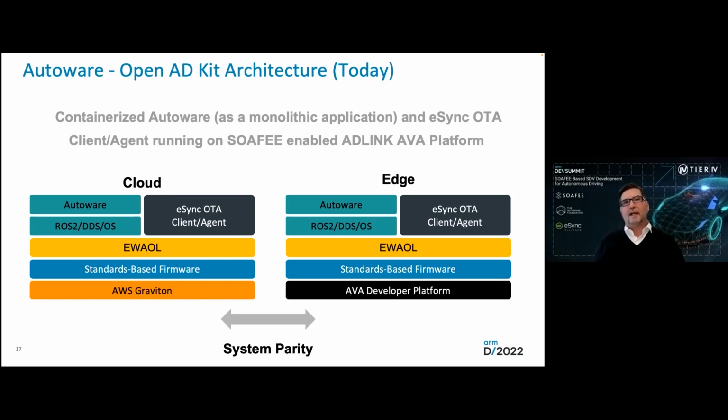We have a Graviton EC2 instance for an ARM processor where we're running this stack in the cloud. And then on an AVA development platform, on an actual edge hardware platform, we can demonstrate the exact same capability. And as Stefano talked about, we've achieved ISA level parity. The ultimate goal, of course, is that we get to system level parity. But right now we're demonstrating the ISA level parity in this current configuration.